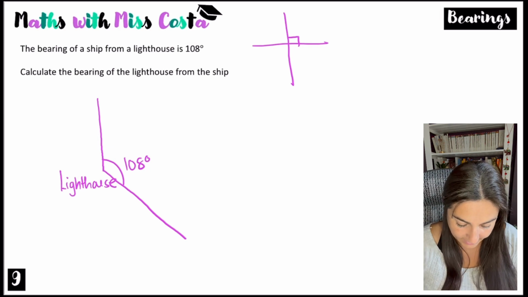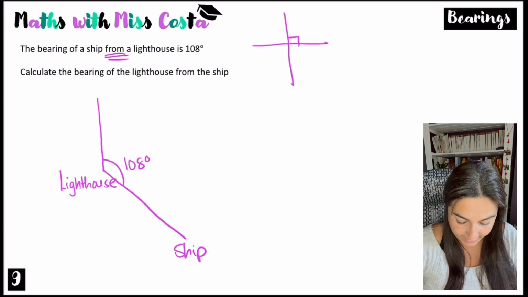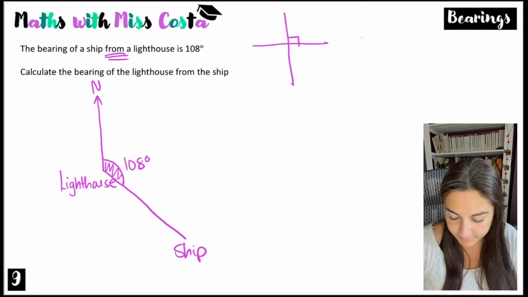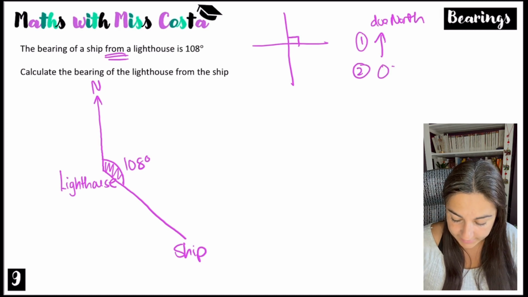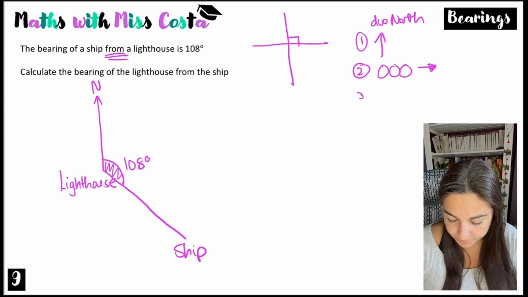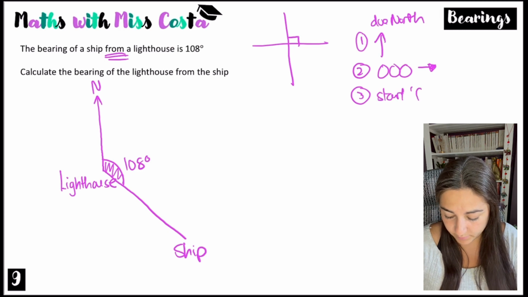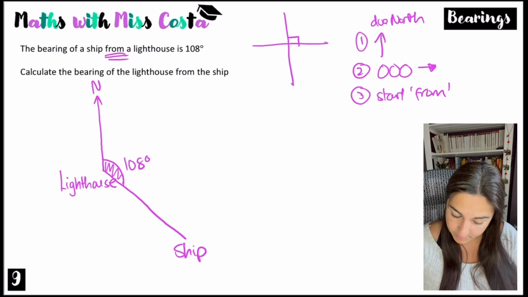So that's your lighthouse, and the bearing of a ship from a lighthouse is 108. So from is your starting point. It says it's from the lighthouse, so the lighthouse is where you start from, and you get to your ship. Now, the rules of bearings: the first rule is you always have to start from due north, which just means up. Second rule is they always have to be written as 3 digits. Third rule is you always start from where it says from. Okay, so that's the bearing of the ship from the lighthouse.